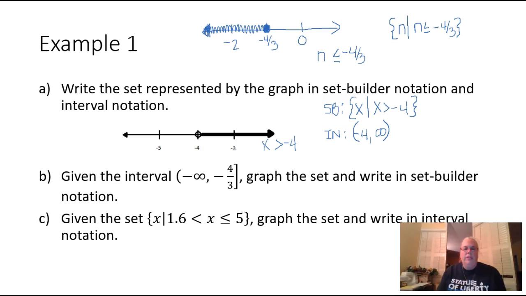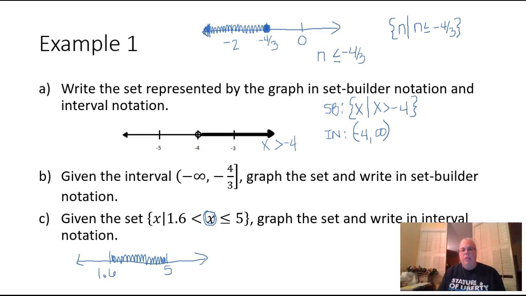Okay, for C, we're actually given the set builder notation, and now we're supposed to draw the graph and then write this in its interval notation. Okay, so let's put the graph down here. All right, and you'll notice that x right here is located in between the numbers 1.6 and 5, which means that when we go to draw the graph, the area that we're going to want to shade is all of this number line right here that's in between 1.6 and 5. This is where all of my numbers are going to fall.